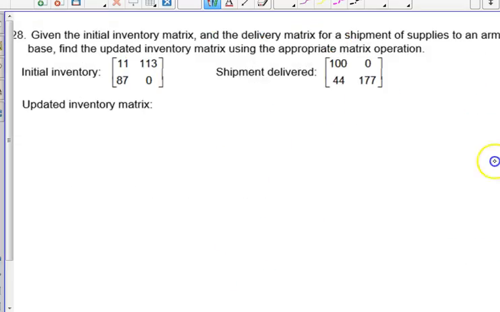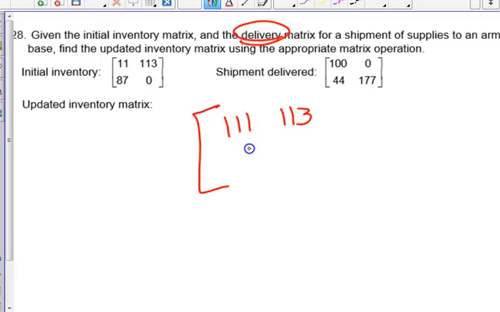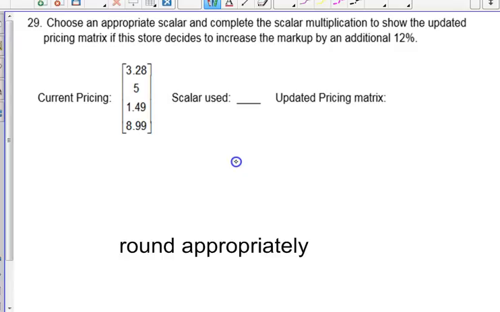All right, 28 is if you've been delivered something and you want the new inventory, you just add. Oh, what's 87 and 44, guys? 131. Okay, that's the new inventory matrix.